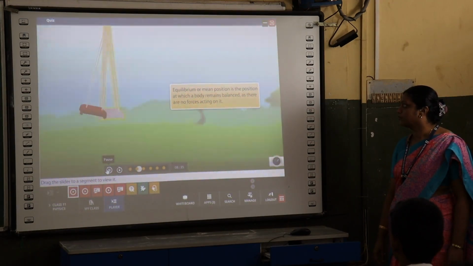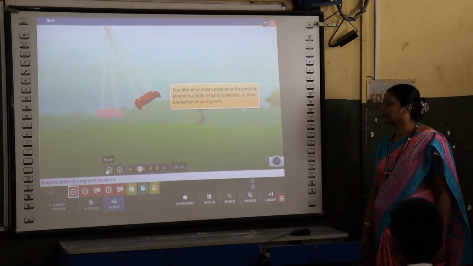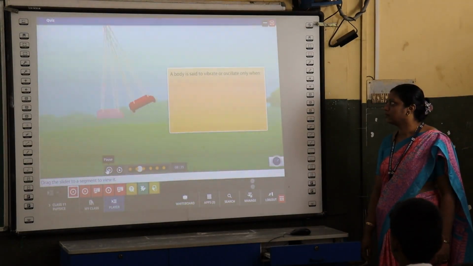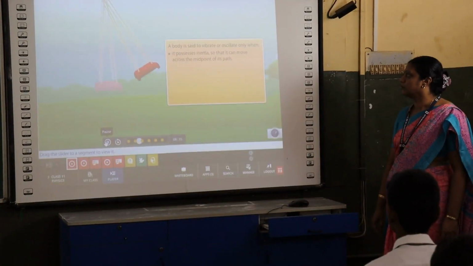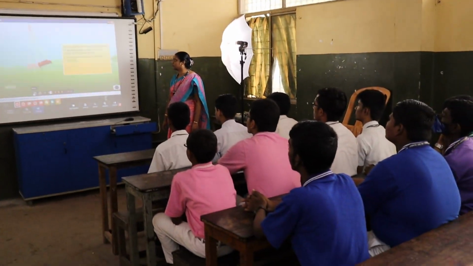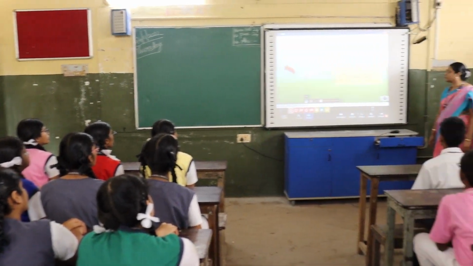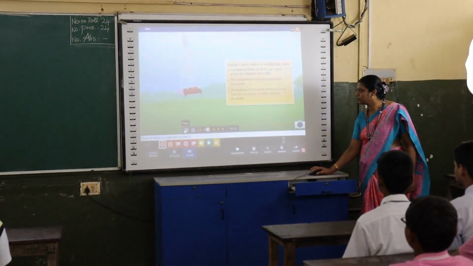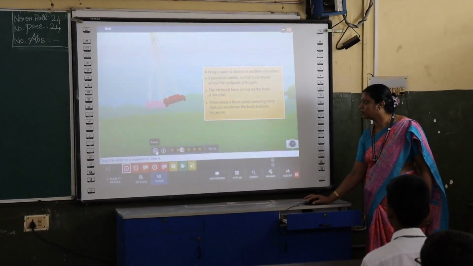Equilibrium or mean position is the position at which a body remains balanced as there are no forces acting on it. A body is said to vibrate or oscillate only when it possesses inertia so that it can move across the midpoint of its path. The frictional force acting on the body is minimal. There exists a force called restoring force that can accelerate the body towards its center.